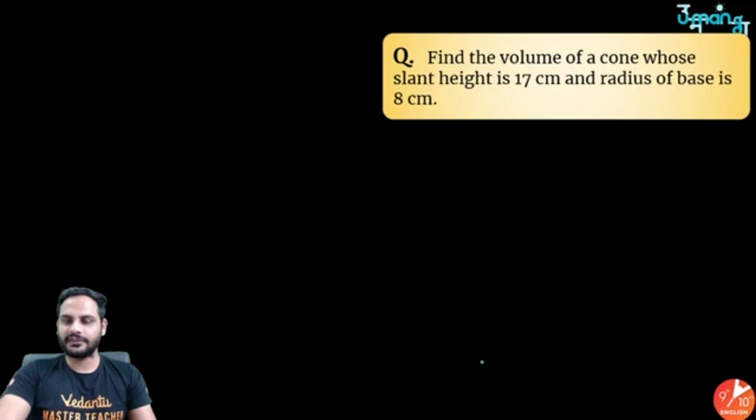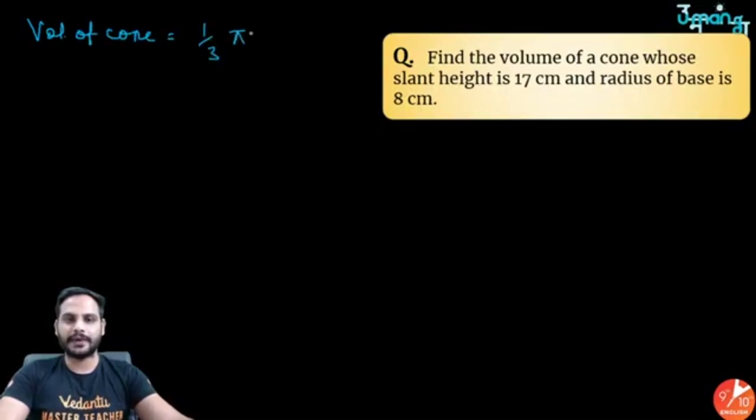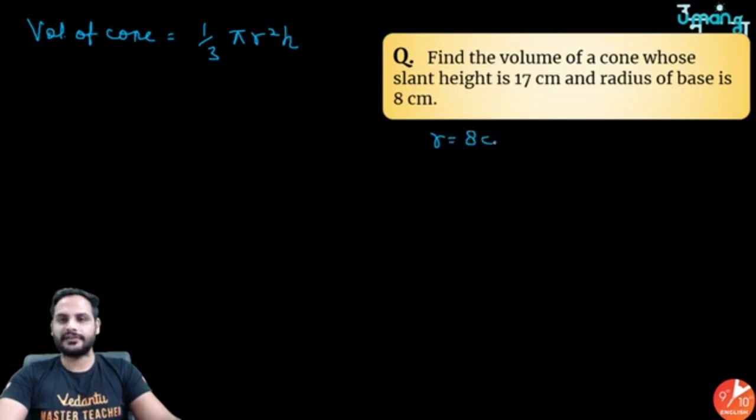My next question is this: volume of a cone whose slant height is 17 centimeter and radius of base is 8 centimeter. Now I know that volume of cone is equal to 1 by 3 pi r square h. They have given me radius as 8 centimeter and the slant height, that means L, is given as 17 centimeter. I don't know what h is, so read carefully. It is given as slant height.